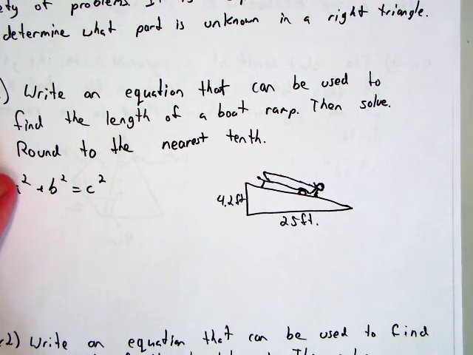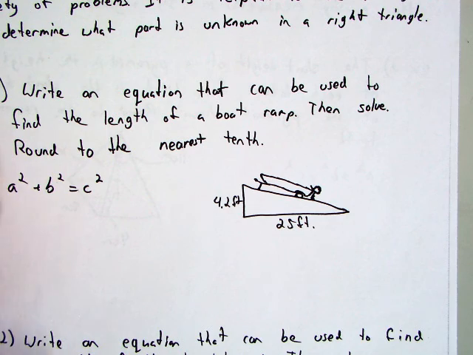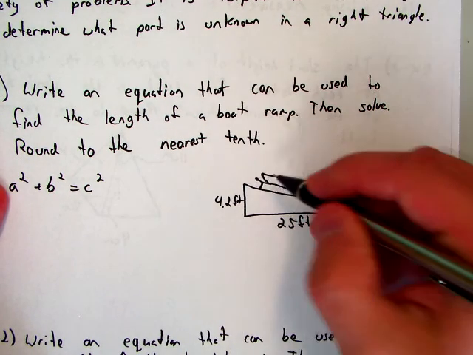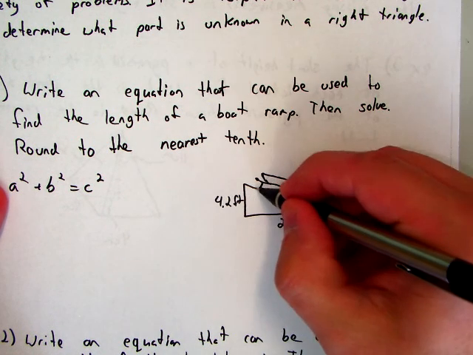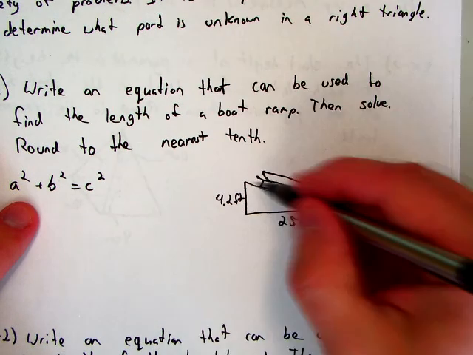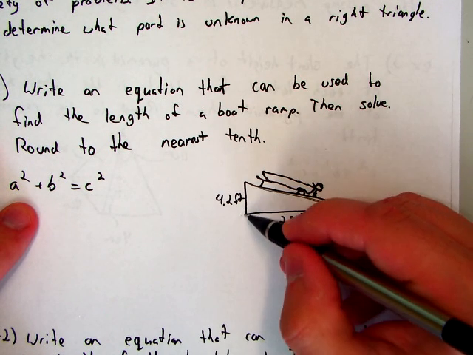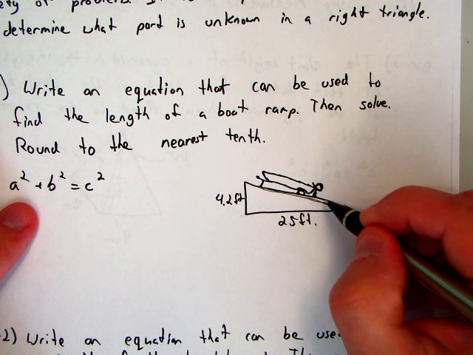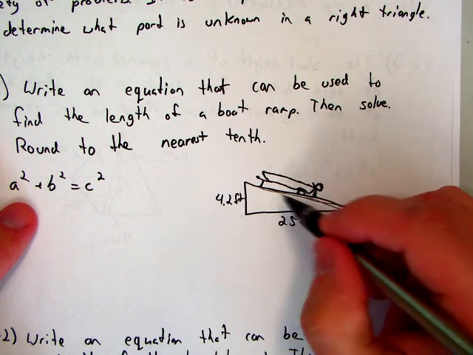So, example 1. It says, write an equation that can be used to find the length of a boat ramp. Then solve, round to the nearest tenth. So I'm looking for this side here, how long the boat has to travel. Not this length, not this length, but the length the boat has to go in order to get from the top of the ramp to the bottom of the ramp. You like my boat?